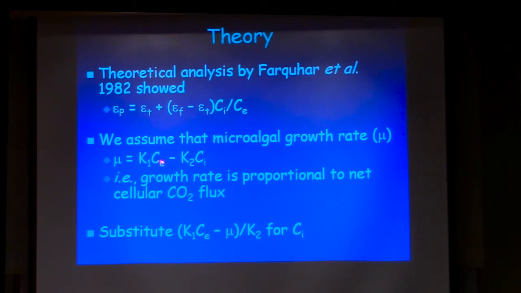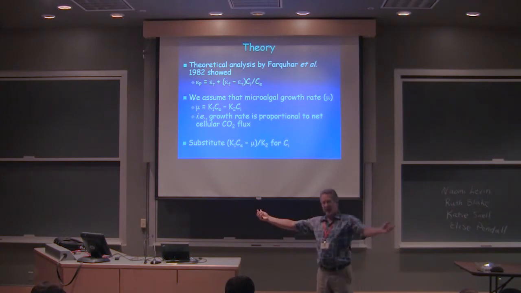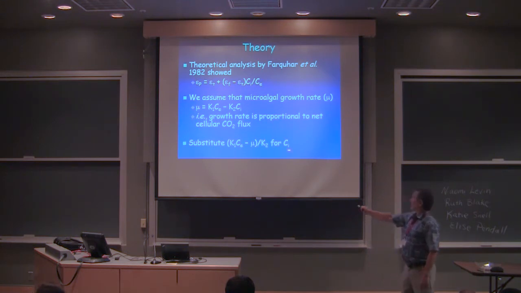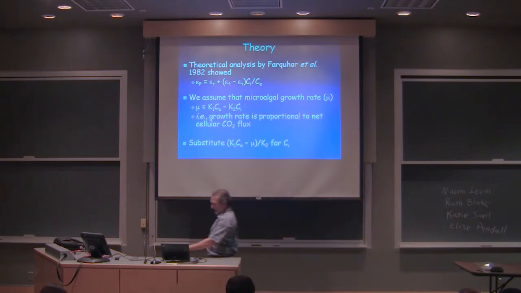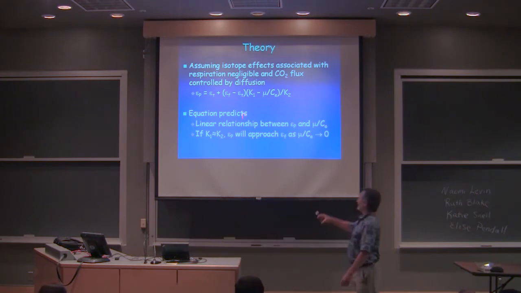We can say that the external concentration of CO2 times some rate constant, whatever that is in terms of how fast CO2 can diffuse or move across the cellular membrane, minus the flux out, has got to be the growth rate. So what's the fate of CO2 within a cell? Either it gets fixed or it leaks out. The rate at which it gets fixed is proportional to the rate of growth here. So we can solve for CI and substitute it into this equation, and we get something that's messy, but you know what? That's a linear equation.